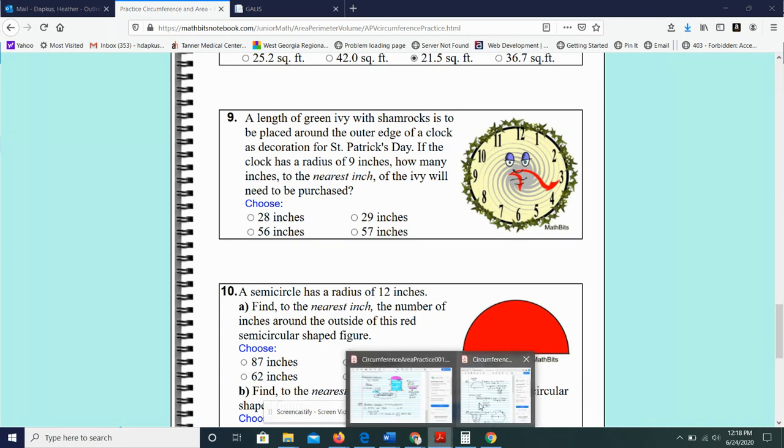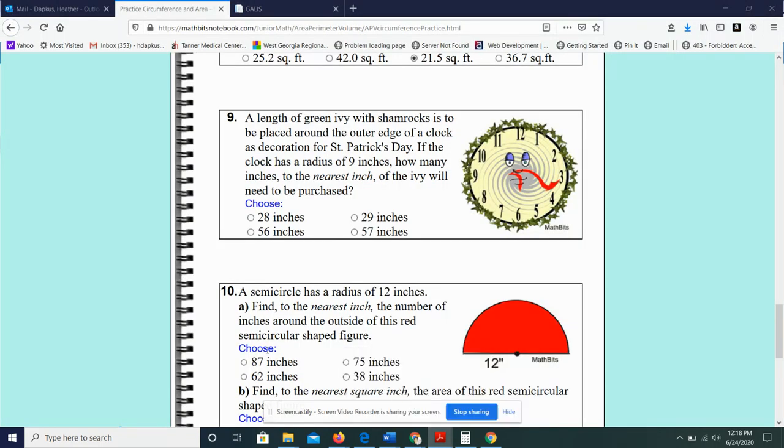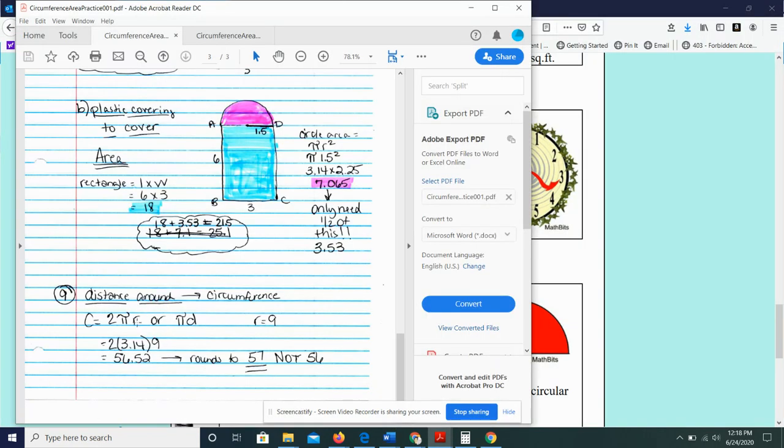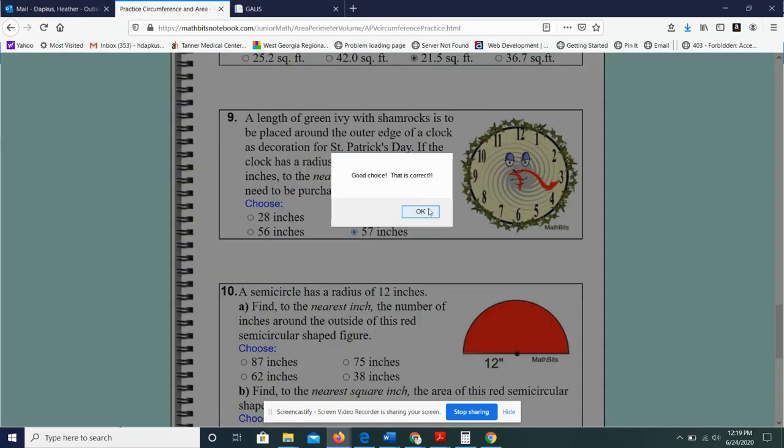So we're going to use 2 pi r as our circumference since we have the radius. 2 times 3.14, r is 9, times 9 is 56.52, which rounded to the nearest number is 57. So that is that one.